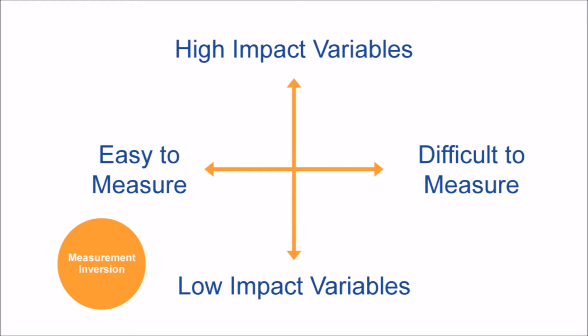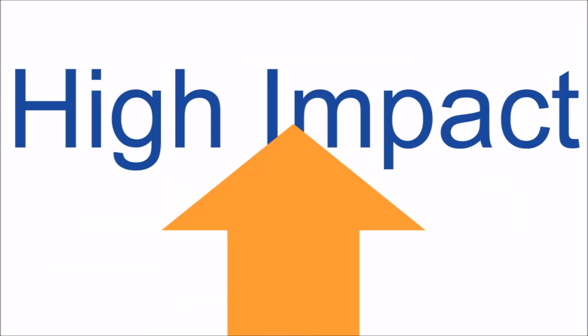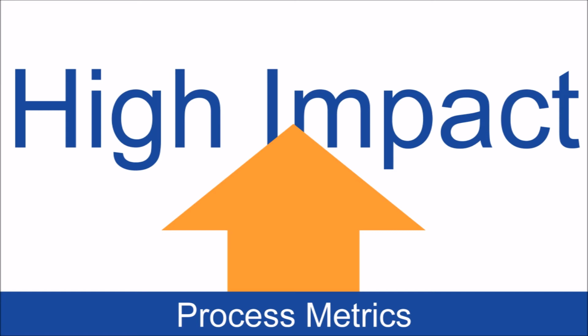That's measurement inversion. Now I work in public education, so when I give this presentation live, I'm very clear that I'm not advocating for jumping clear across that chart to high impact variables that are extremely difficult to measure. I don't think that's practical. I think as a team, we need to understand the vital importance of finding high impact variables to measure in the first place, and then we need to work thoughtfully to measure them in the least difficult and most efficient manner possible. Our goal, though, is to measure process metrics and to isolate high-impact variables.